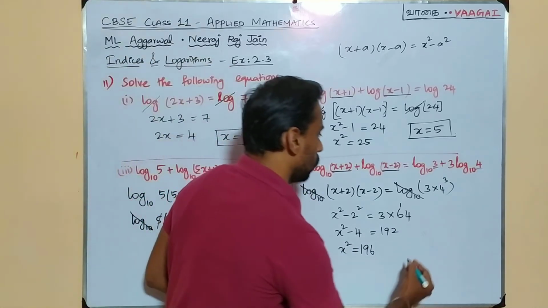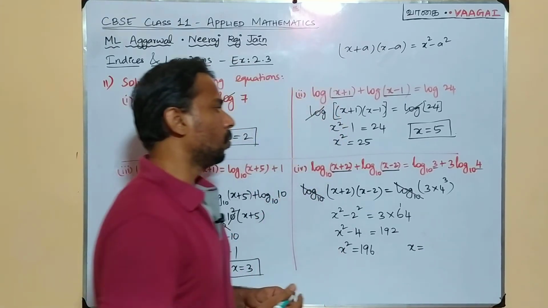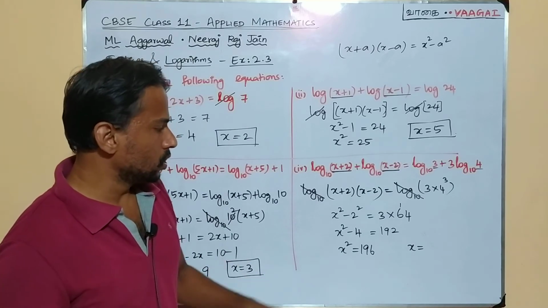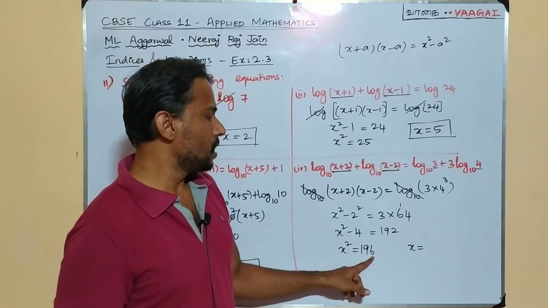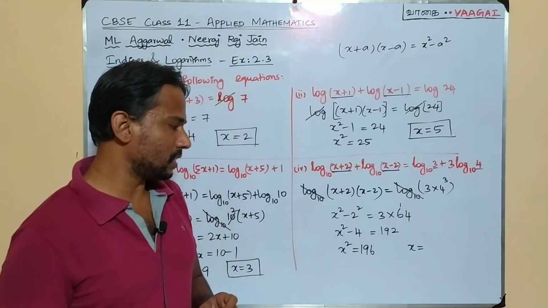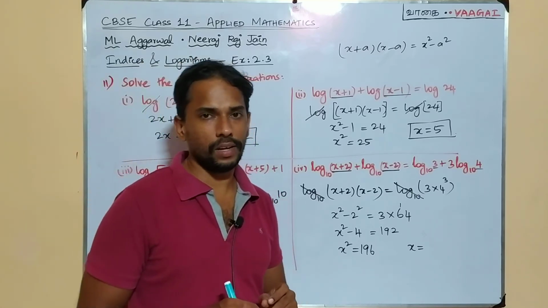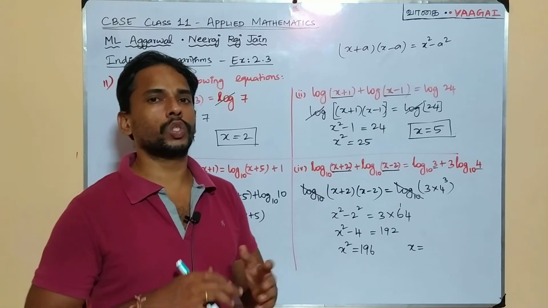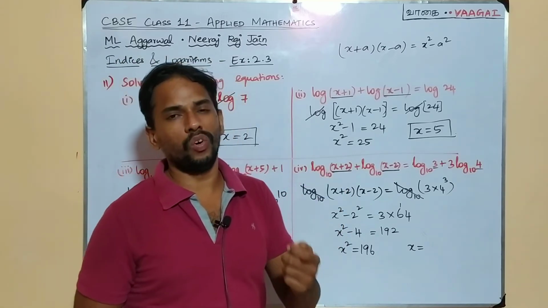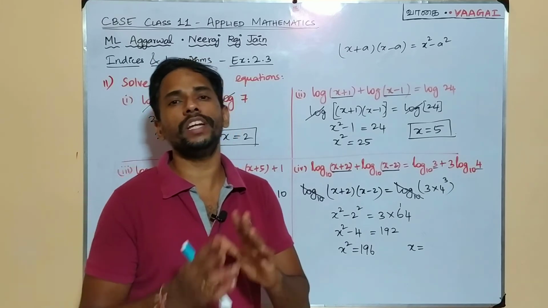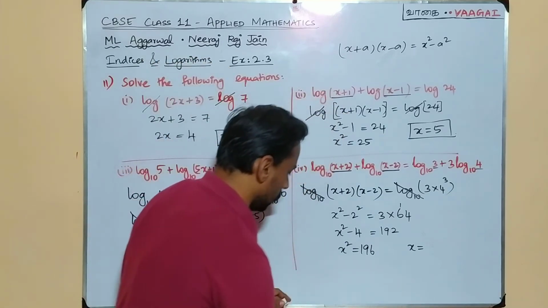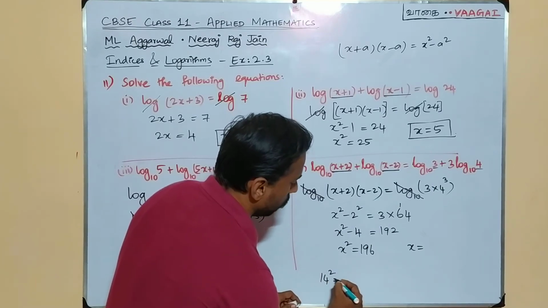And finally, x is equal to what? We will have x is equal to the square root of 196, right? So if you take the square root of 196, what answer will we get? If you know squares, it will be much better, right? We know up to 12 squares usually. 12 square is 144, 13 square is 169, and what about 14 square? 14 square is 196, right? So 14 square will be equal to 196.